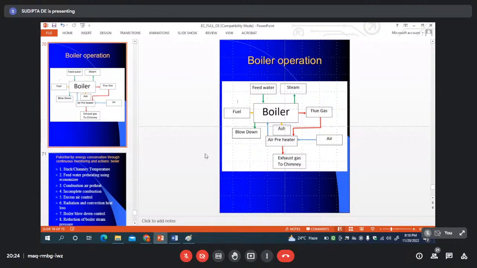And one thing is still left, that is the ash and the blowdown. Ash is automatically coming from the solid fuel. You can understand from the coal, some ash will come up. What is blowdown?